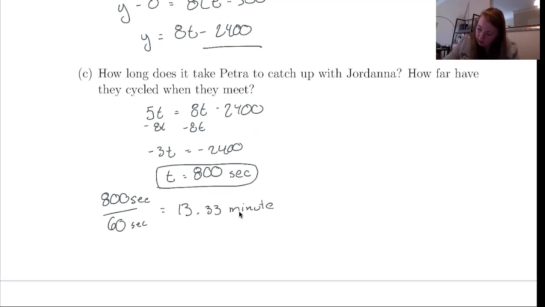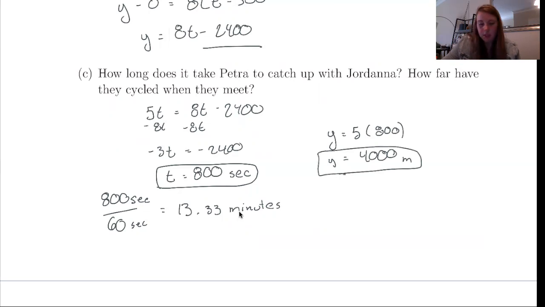They're just, if you want to know minute wise, and then how far away they were, plug into one of them. Probably plug in the one that's easier to calculate. 5t versus 8t minus 2400, just do 5t. So y equals 5 times 800, which I think is going to be 4,000, but I'm not sure. My mental math is not great lately. 4,000, there we go. And that is meters. So they cycled, they did a 4K just to catch up. All right.